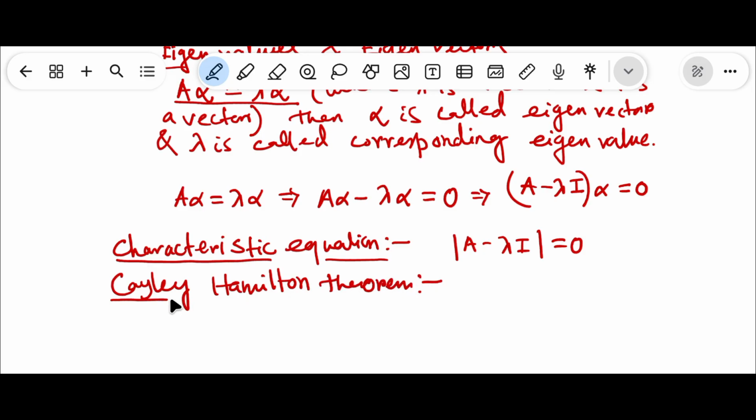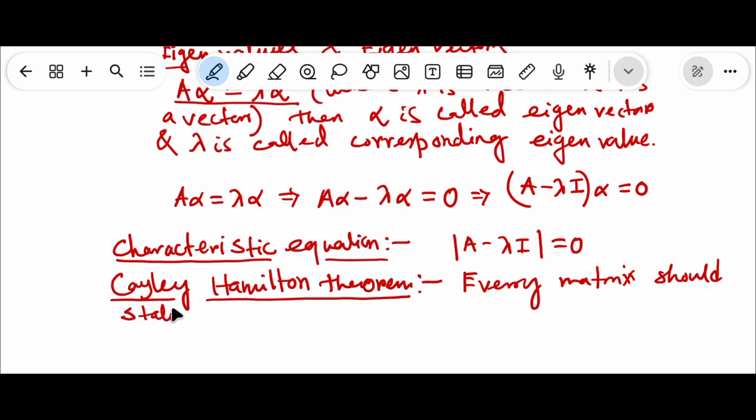Now we have the statement of Cayley-Hamilton theorem in our syllabus. Cayley-Hamilton theorem says that every matrix should satisfy its own characteristic equation.